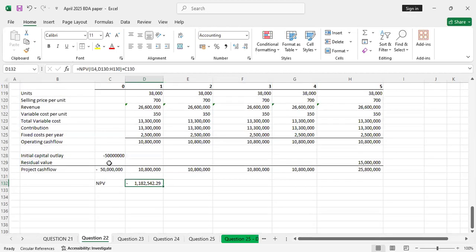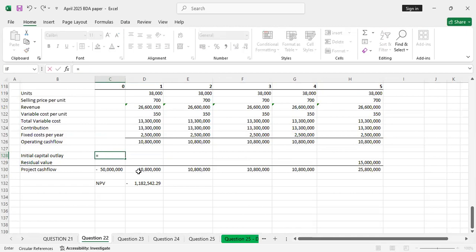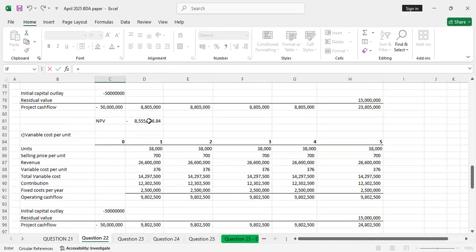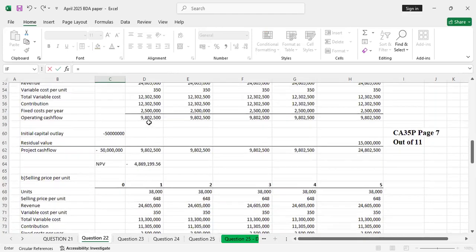So what we vary is this, the initial capital outlay. That's a cost, so it will increase. If it is adversely affected, then it means it will increase. So just say equals to, yeah. Here there isn't so much to do.